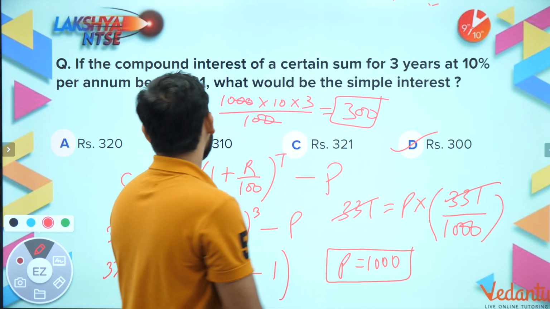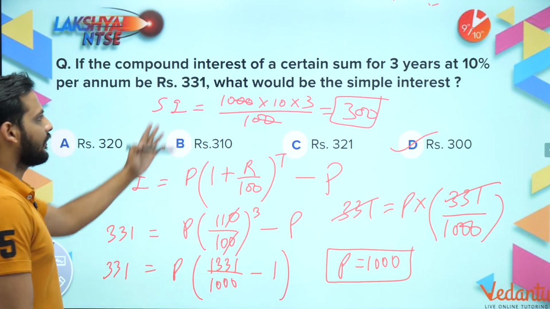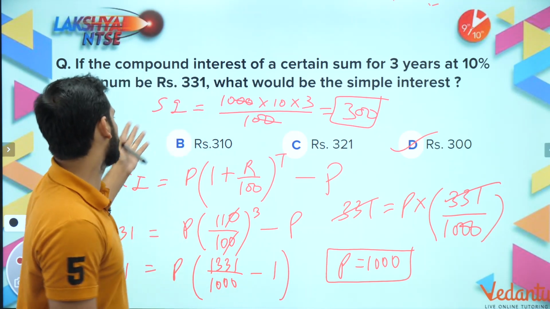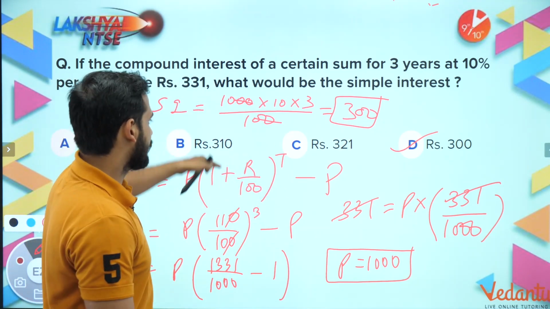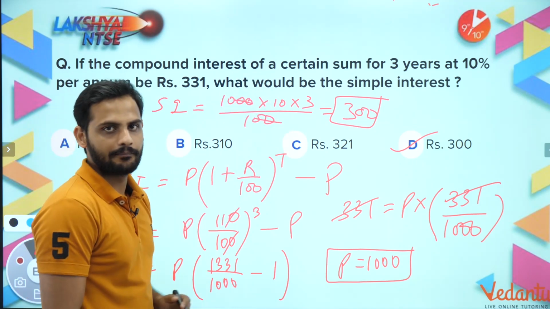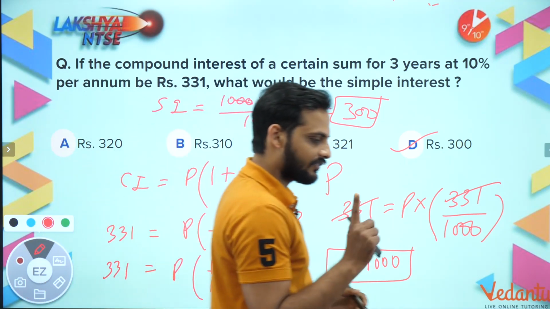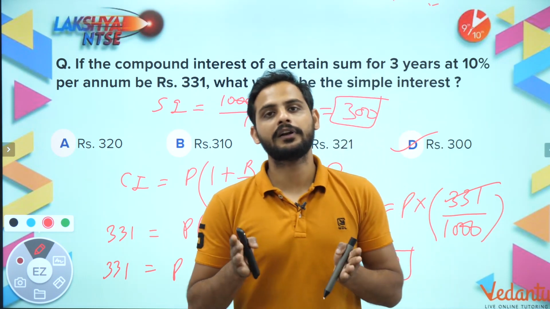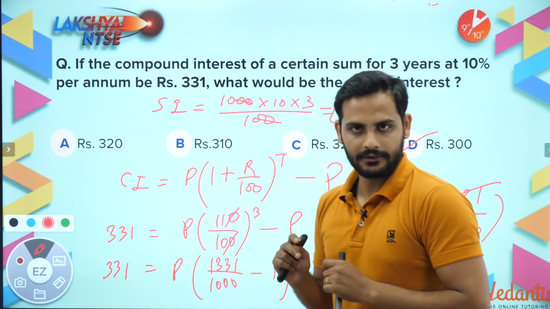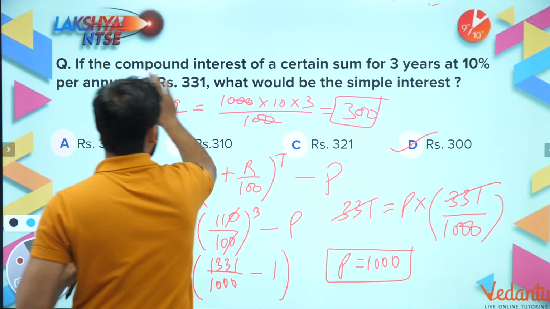Okay, 300 rupees. One more thing, always remember, compound interest will always be more than simple interest. So if there were any options, as you can see, all the options are less than 331. If some of the options were more than 331, reject them. Compound interest for the first year and simple interest are the same. After that, compound interest will always be greater. Okay, chalo, let's move to the next question.